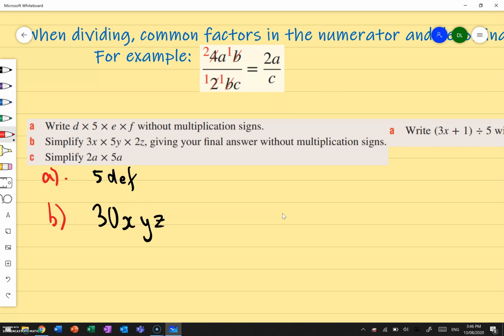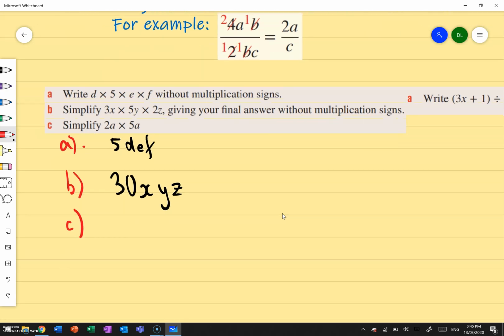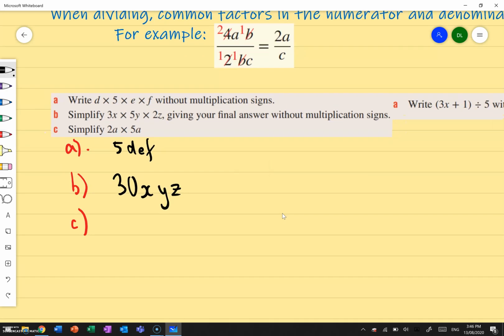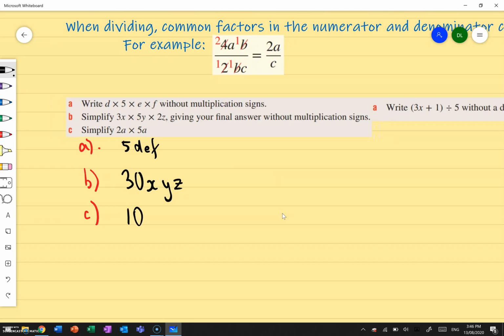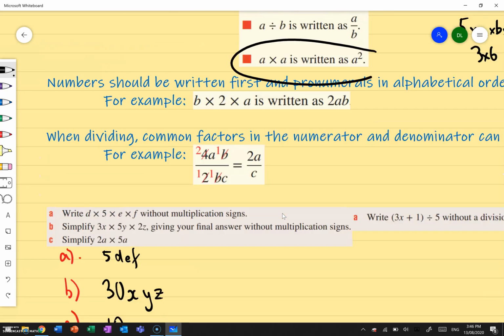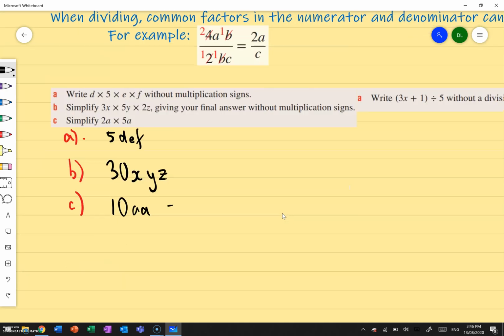Next, I'm going to simplify 2A times 5A. I'm thinking once again to multiply the coefficients. So 2 times 5 gives me 10. But now I've got two A's. Instead of writing A times A, remember from earlier that A times A is written as A squared. So I'm going to write 10A squared. Hopefully that makes sense.